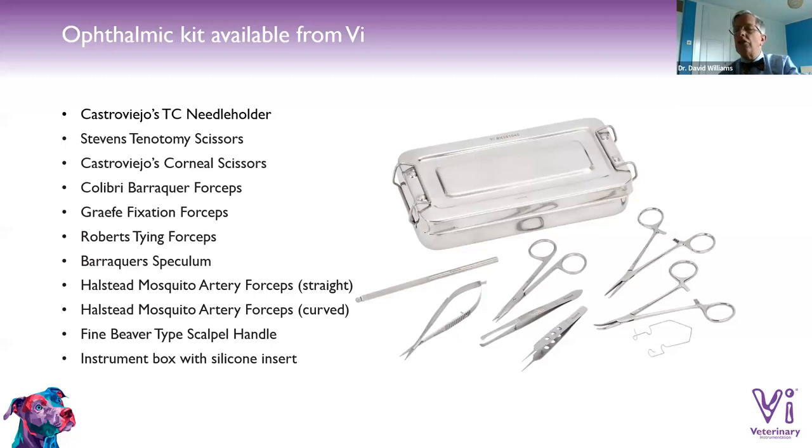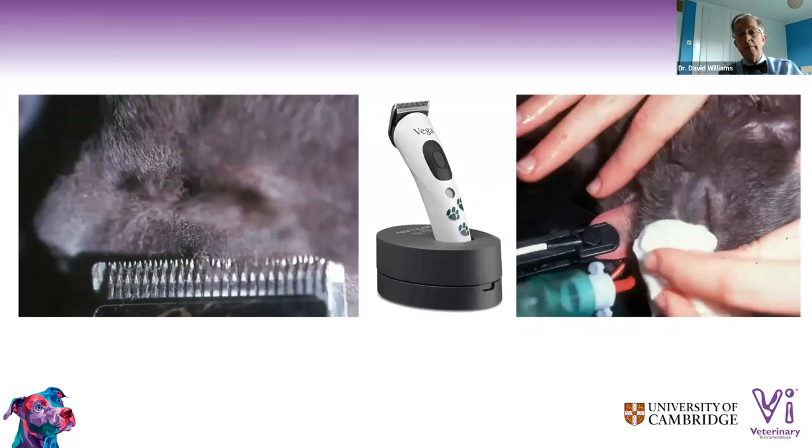And then the Barraquer speculums, the little wire speculums, are really, really useful. With a bigger speculum, the ones that you turn the edge and they open up, they're very nice, but actually the Barraquer is really, really light, and I like something that isn't moving around a lot as I'm doing the surgery, so that's why we've got a Barraquer in there. And then some artery forceps, the Beaver blade, and the instrument box with the silicone insert. You always have them there too, and you know exactly where they are. So I'd recommend those if you haven't got a set already.